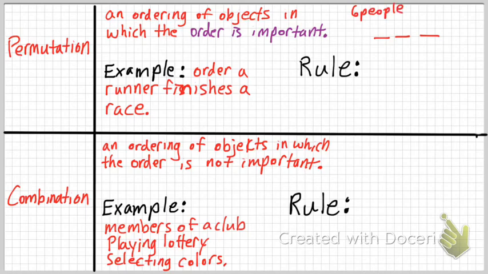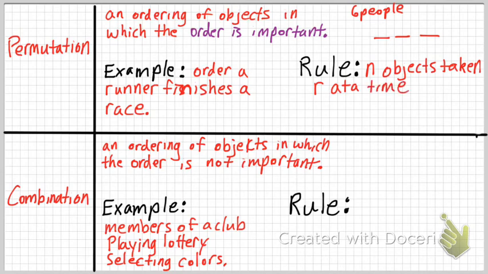So the rule is that these 6 people need to fill these 3 chairs in some order. And I don't care what the order is, I just want to know the total number of ways that they could fill the chairs. So the rule is that they are n objects taken r at a time.